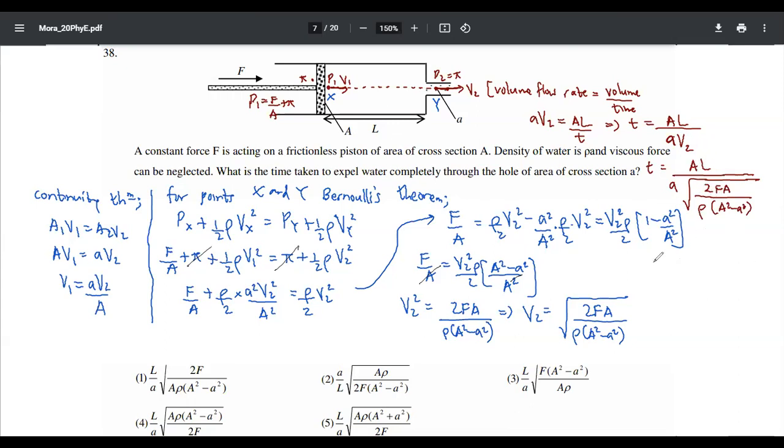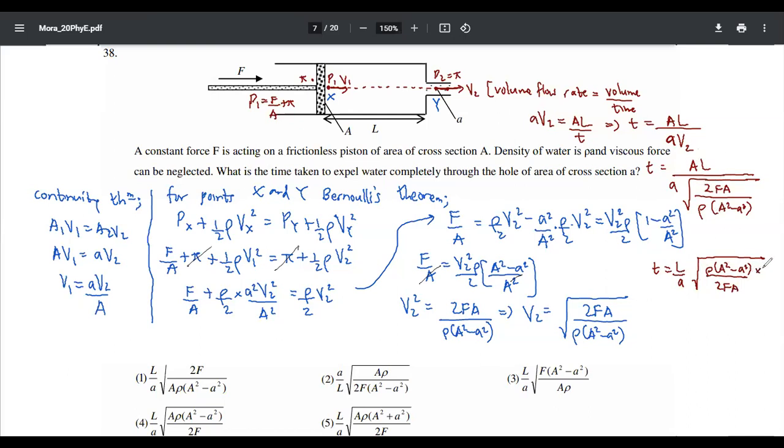I will write like this now. Time is equal, after that continue. A and L, you can keep them aside. L over A. How many answers have L over A? There are 4 answers with L over A. And this square root, we can write it like this, see if you can understand. This part will go up, rho A squared minus capital A squared minus small a squared over 2FA, and this A, I will borrow it, take it inside the square root.